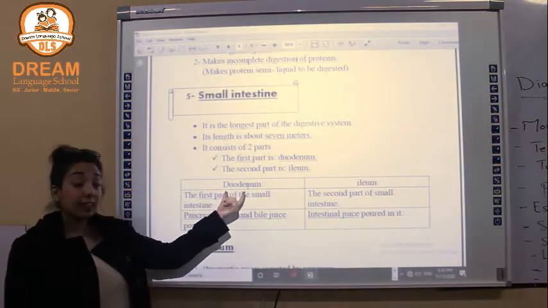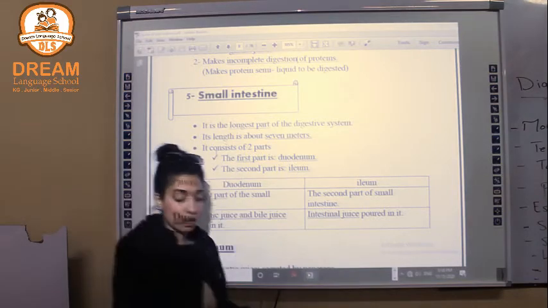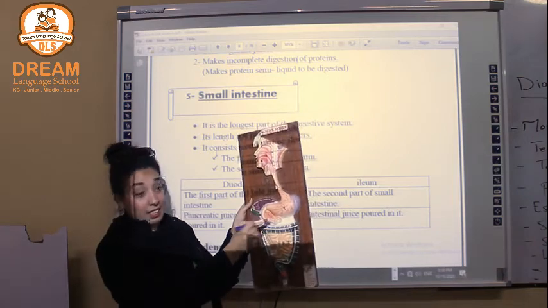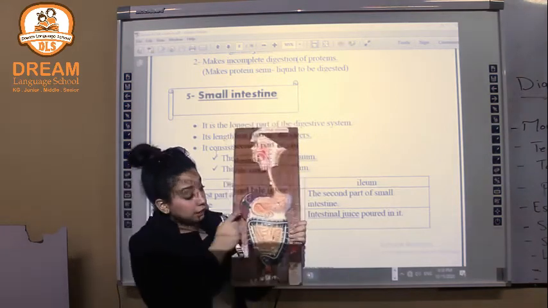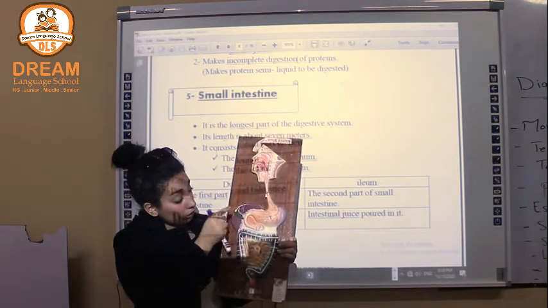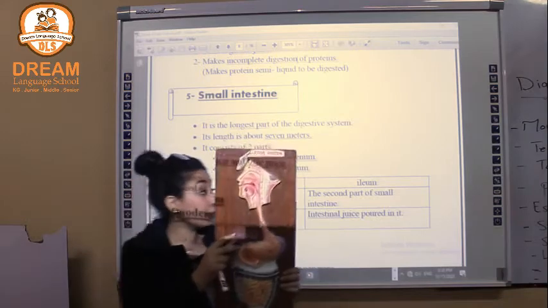He's telling you that the duodenum is the first part of the small intestine. As you can see, the duodenum is surrounding what? Surrounding the liver and the pancreas. Liver and pancreas.